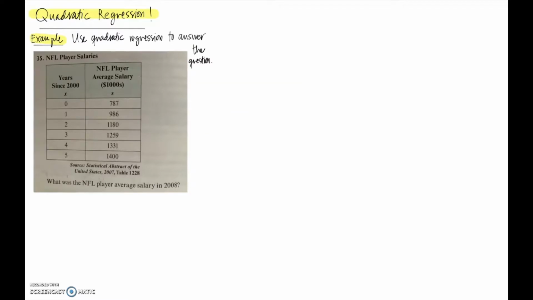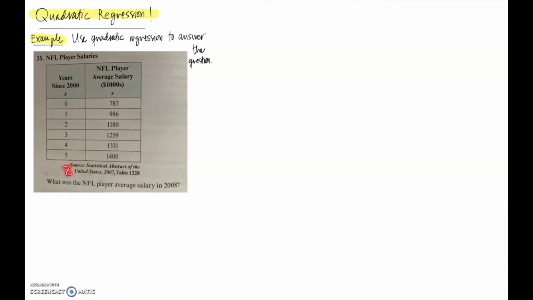Okay, we're going to use this example. Use quadratic regression to answer the question. And we have a table, this is out of your textbook. We have a table of NFL players' salaries, and the input is years since 2000. So this is indicating 2000, 2001, 2002, etc. And these are NFL player average salary in thousands of dollars. So in the year 2000, the average salary for an NFL player was $787,000. And then the question they want us to ask is, what was the NFL player average salary in 2008? And that would correlate to x equal 8.